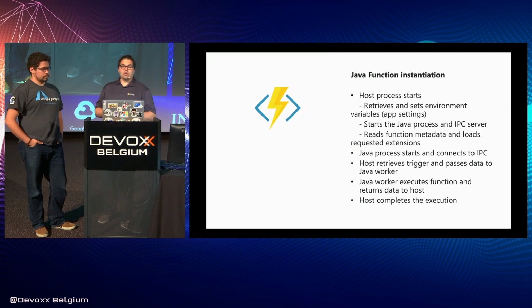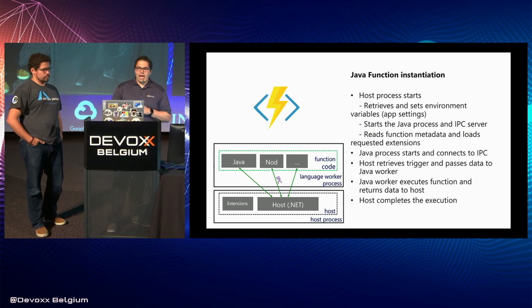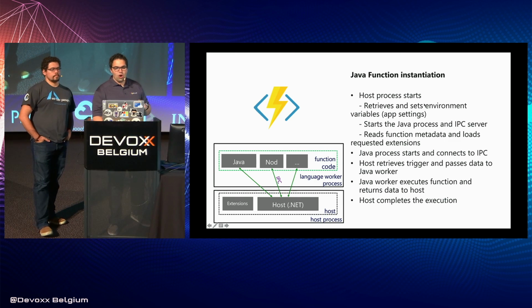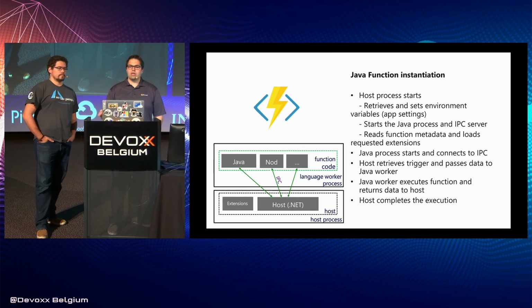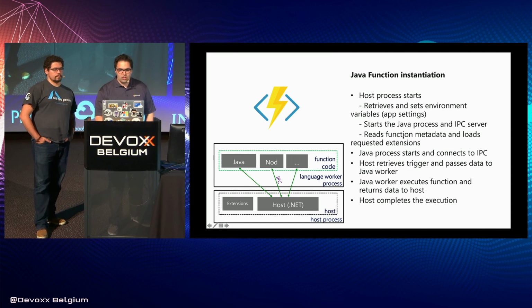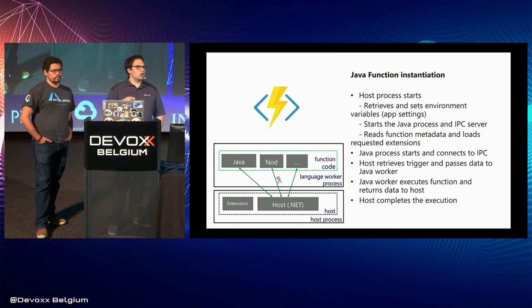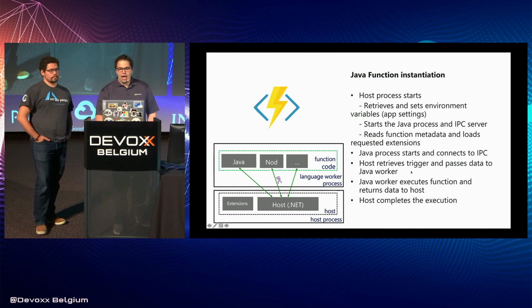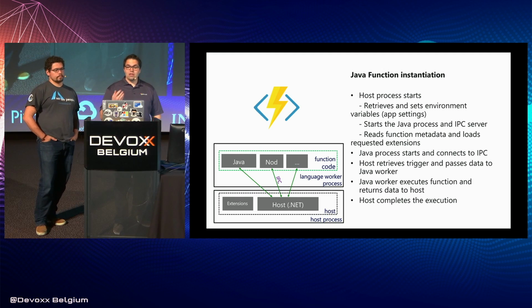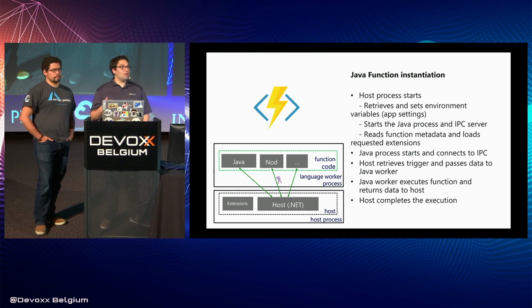Now, just a quick drill down into what happens here. We have to take a server. We've got to start the host process on it. It's going to receive all your environment variables, your connection strings, and load that onto the server. We're going to start the Java process. We're going to read in your function metadata to see what triggers and bindings you're interested in. That Java process is going to start up and connect to the host. The host is going to receive whatever that trigger event was. Then we're going to pass that to the Java worker to execute, and then the host executes. So there's a bunch of stuff here that has to happen.